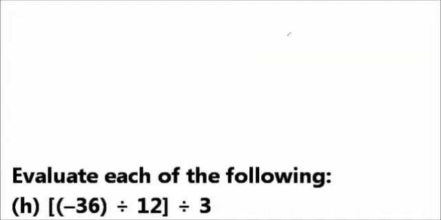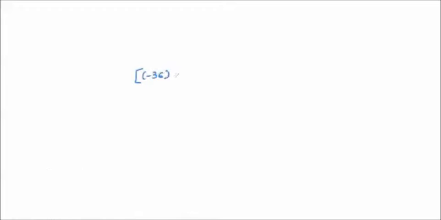Let's do H. -36 divided by 12 divided by 3. So again, as per BODMAS, we have to solve the bracket first. So -36 divided by 12. Now we will divide only the weights. So 36 divided by 12 is 3. And now here one number is negative, one is positive. Different signs means the answer is going to get a minus sign. So -3 divided by 3.